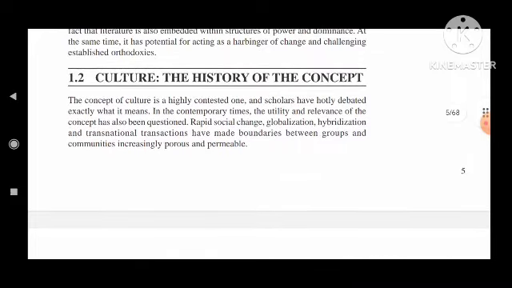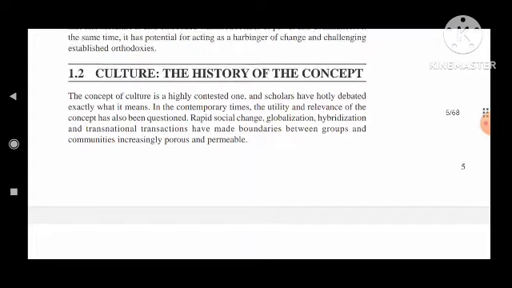What do you mean by porous or permeable? It means some groups or some cultures can accommodate other groups or cultures. That is called porous or permeable. Porous means, as you are very well aware, some holes. Like this, literature and culture also are porous and permeable; they are interchangeable due to globalization and hybridization.